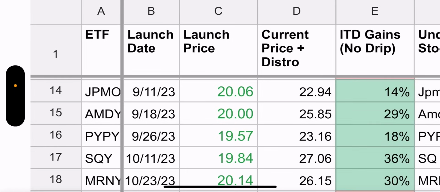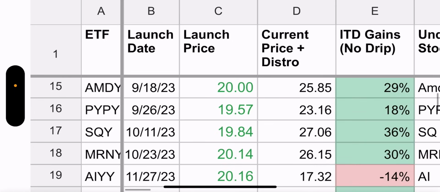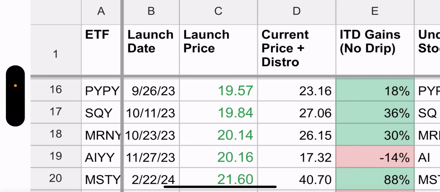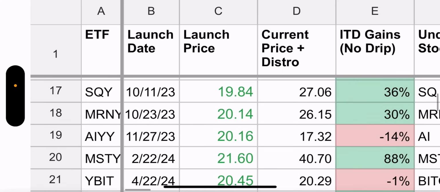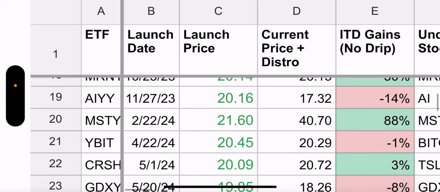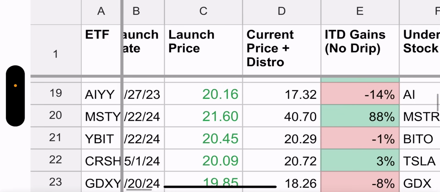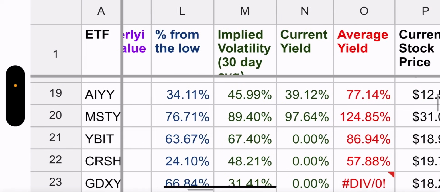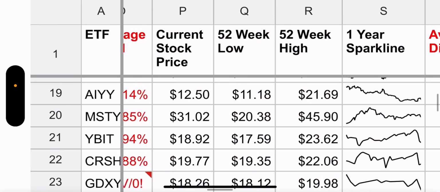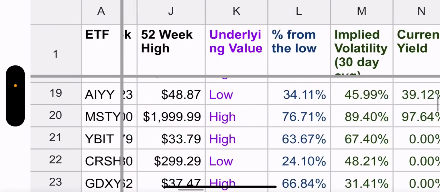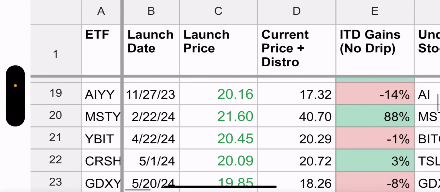JPMO is up 14%, pretty good. AMDY up 29%. PP is up 18%. SQUE is up 36%. Murney is up 30%. AIYY, kind of a bad performer as well. Negative 14%. Current price plus distro, $17.32. What the hell is their price? This is just a bad fund. Oh my God, $12.50. Yeah, this is garbage. I'm sorry.